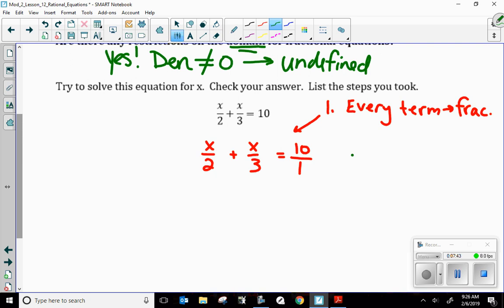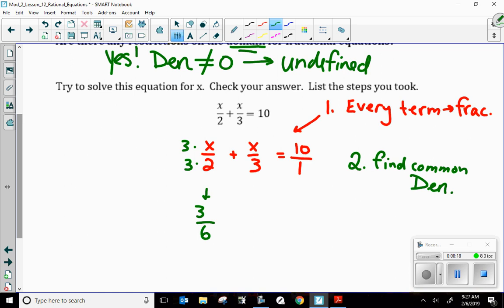Step 2, I need to find a common denominator. Now, a common denominator between 2, 3, and 1 would be 6. Okay? How can I make all these denominators the same? By multiplication. I need to find common multiples, and 6 is the lowest common multiple. So if I multiply 2 times 3, that gives me 6. But what I do to the bottom, I must do to the top.